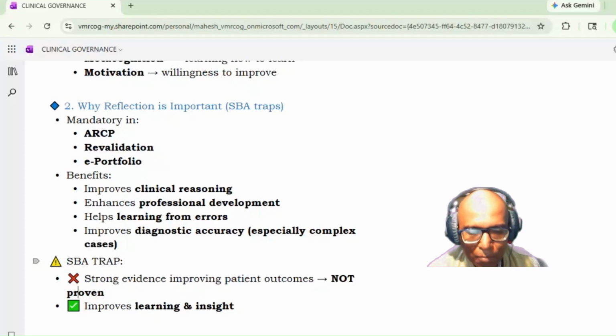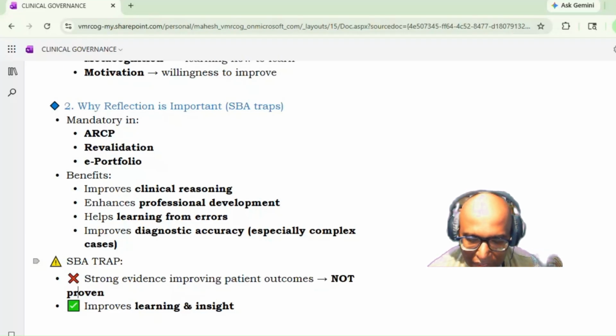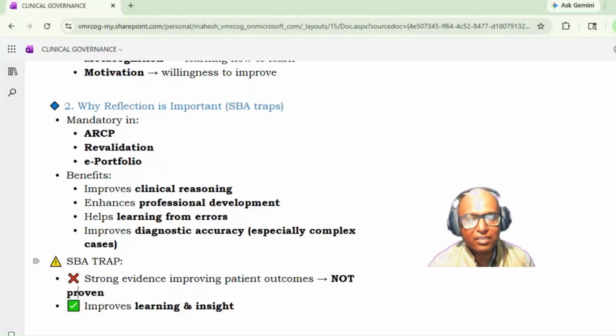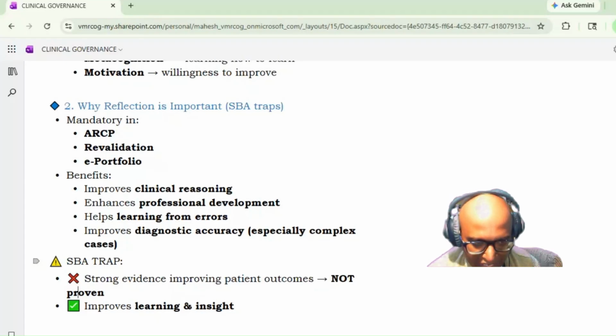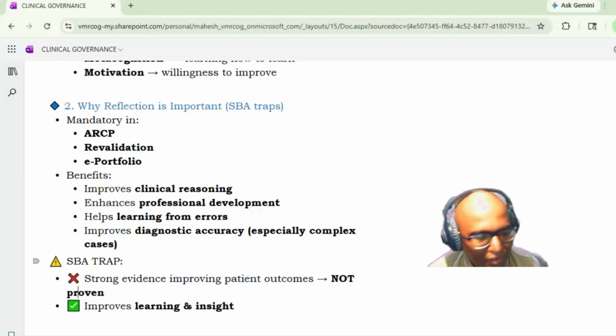There are certain complex cases, for example a severe PPH or severe abruption leading to a lot of morbidity and mortality. If you do a reflection on that particular case, you will learn, your clinical reasoning capacity will improve, there will be professional development, and we will be minimizing our errors. So these are the benefits of reflective practice.